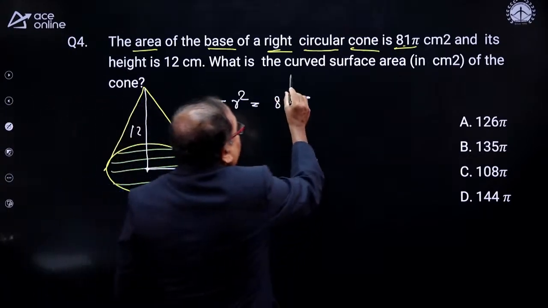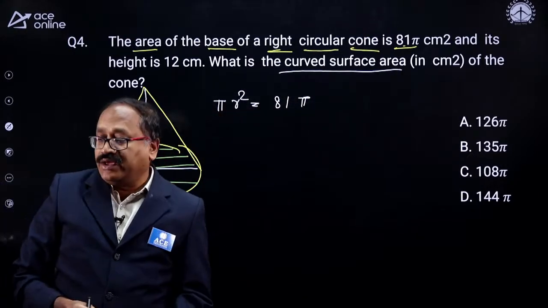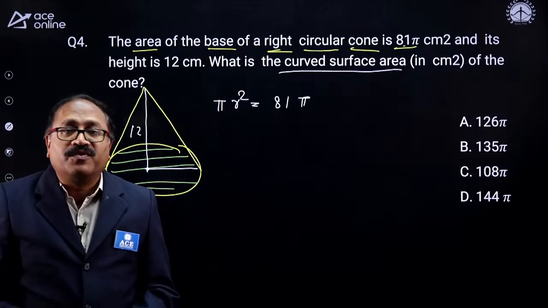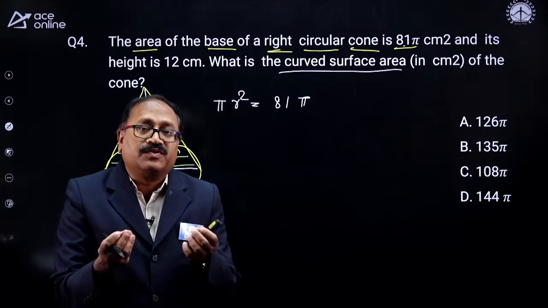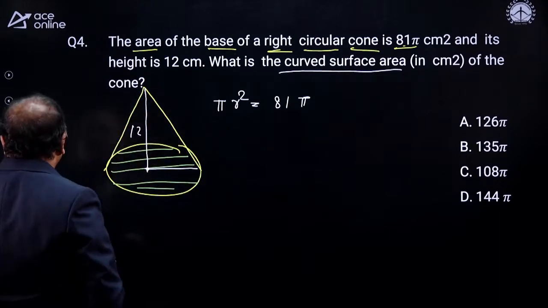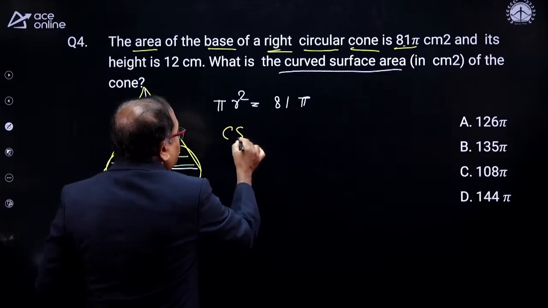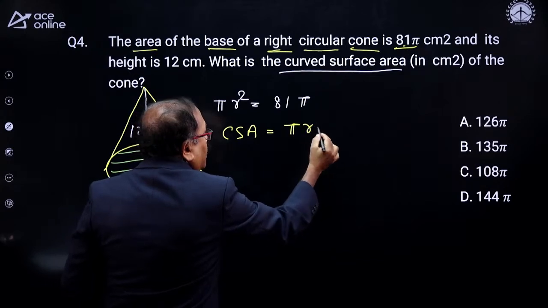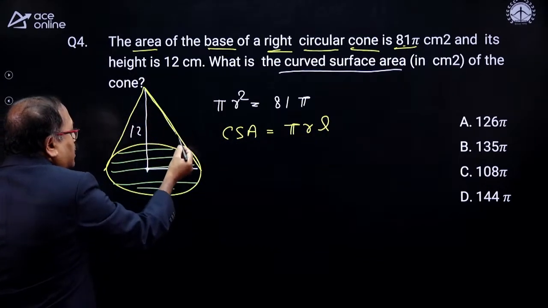Now what is the question? Curved surface area. So what is the curved surface area formula? Anyone answer the question? Small formula. Keep attending the class. Every day I will discuss 1 or 2 formulas. Pi r L. So curved surface area is pi r L. Curved surface area of a cone is pi r L. And this L is nothing but the slant height.